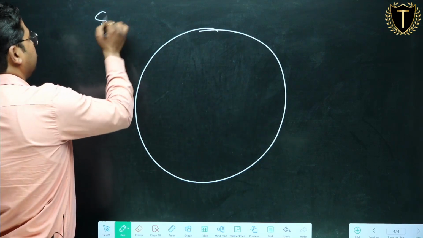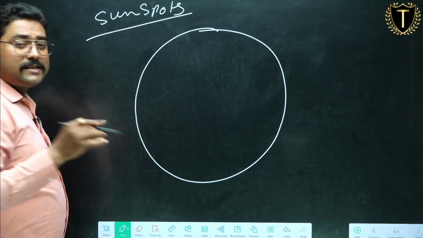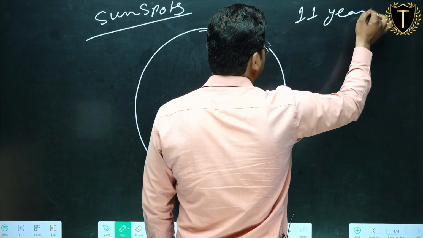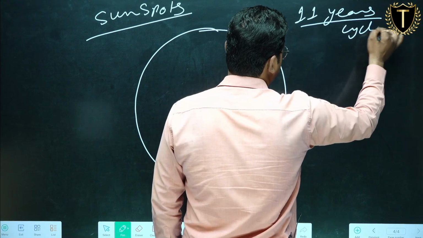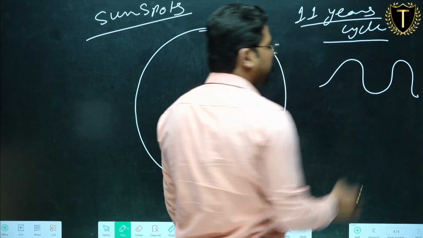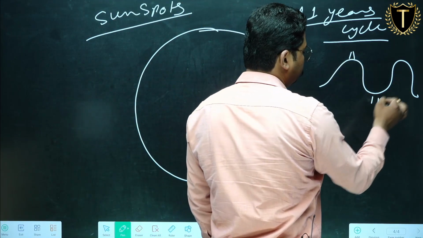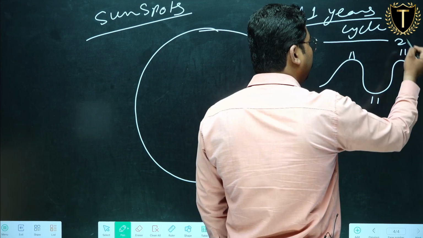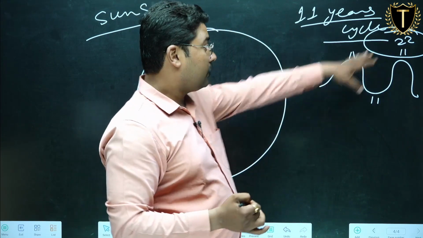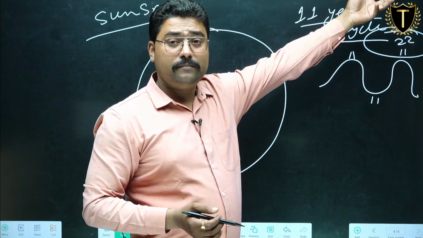Sunspots activity has an 11-year cycle. On every 11th year, they are maximum, and the next 11th year, they are minimum. Means on every 22nd year, 33rd year, they will be at maximum.